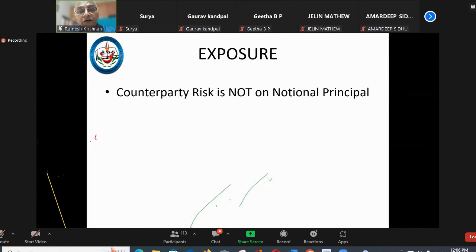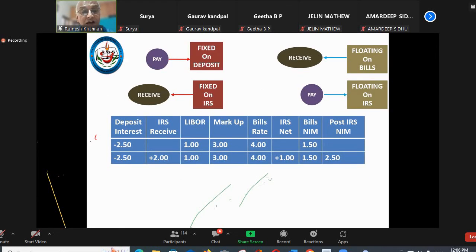Now, some of the requirements: exposure, counterparty risk. Suppose you did this with Standard Chartered Bank, say for $1 million. The $1 million, you don't have an exposure on Standard Chartered. Only the interest rate differential between that 2% and floating LIBOR 1%. This difference is what is your exposure against Standard Chartered on a notional of 1 million. That's all. So don't think that just by doing a deal for 100 crores notional principal, Axis Bank is exposed to, say, Canara Bank if the deal is between these two.